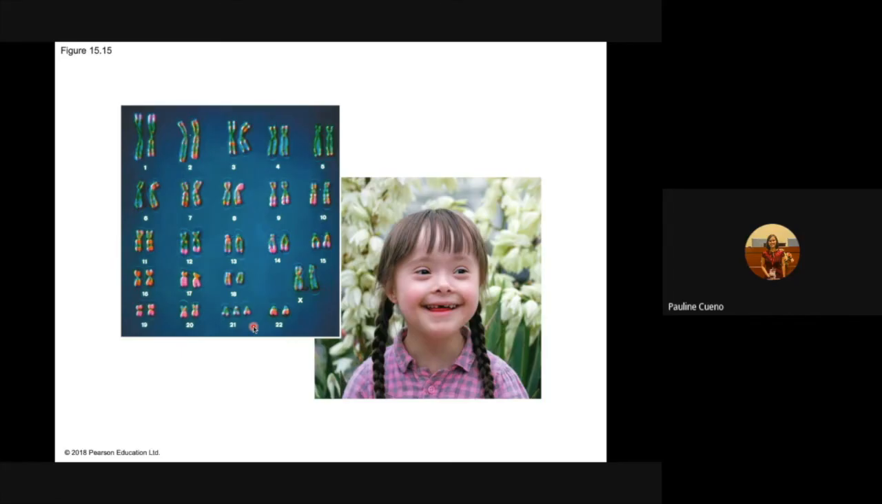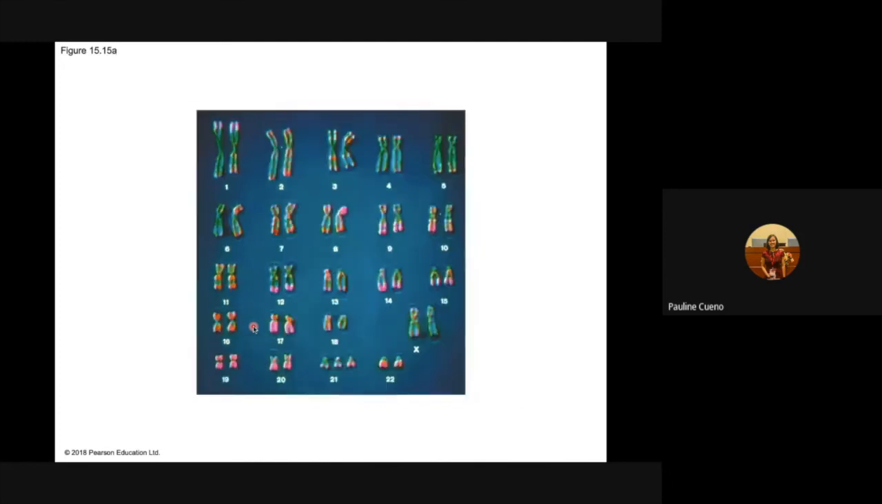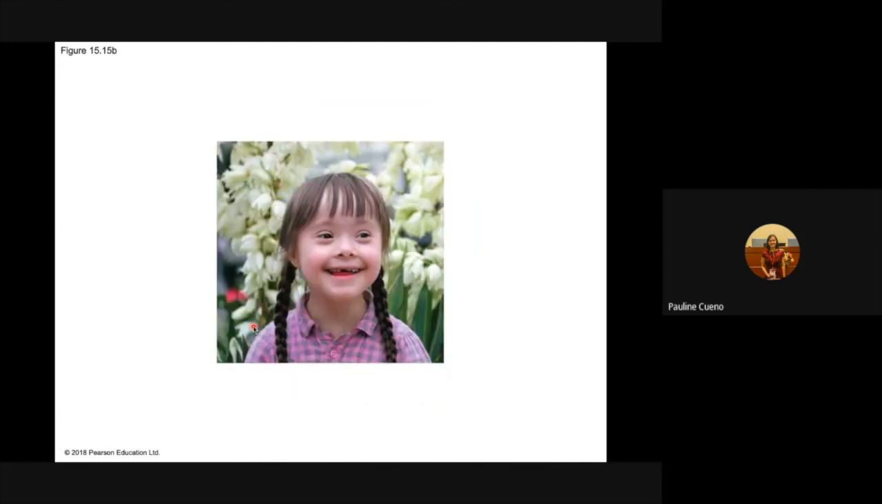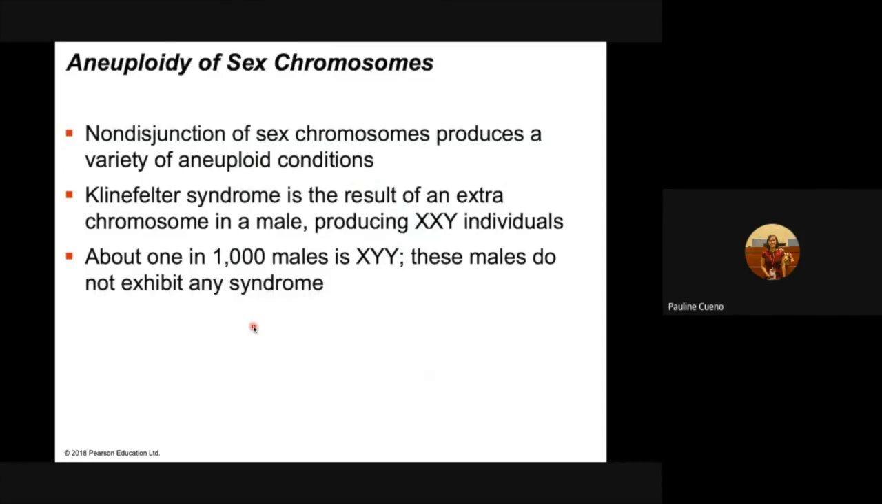Okay? So, kayo po ay isang healthcare professional in the future. Ayoko marinig na natatawagin nyo yung mga tao na retarded or mongoloid. Okay? And then, for aneuploidy of sex chromosomes, hindi lang yung autosomes ang merong aneuploidy, pati po yung sex chromosomes.